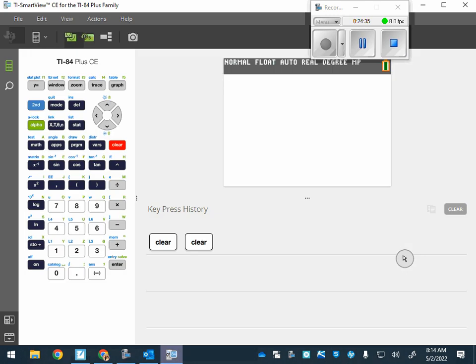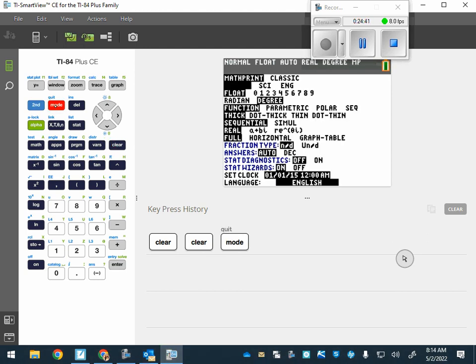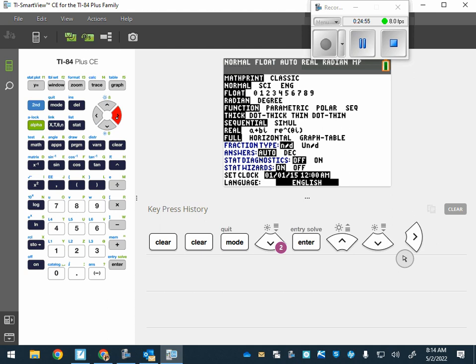To change the mode, it's given to you, mode, just press mode. Mine's already changed, but you guys have this highlighted, radians, right? This is what you currently see, right? So go down to the third one where it says radian and degree. Highlight degree, press enter. Okay? You must be in degree mode for this to work.